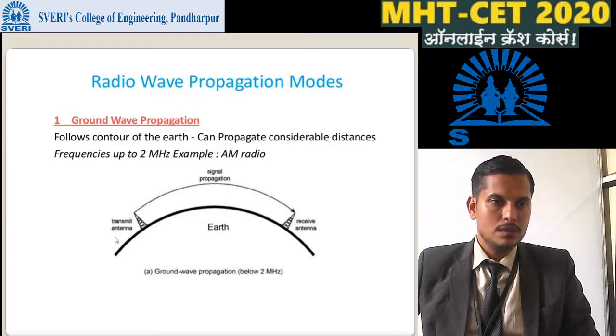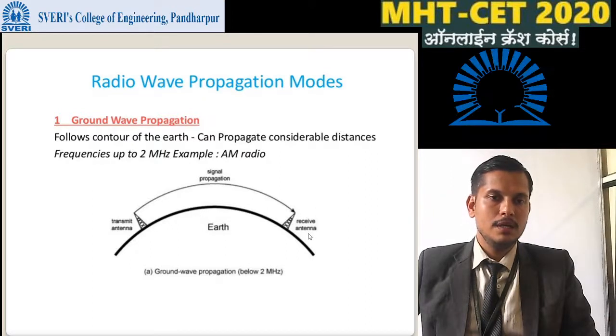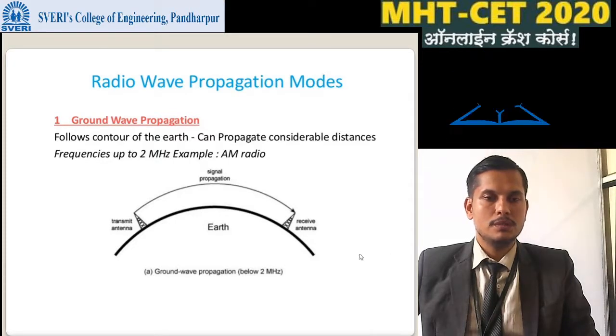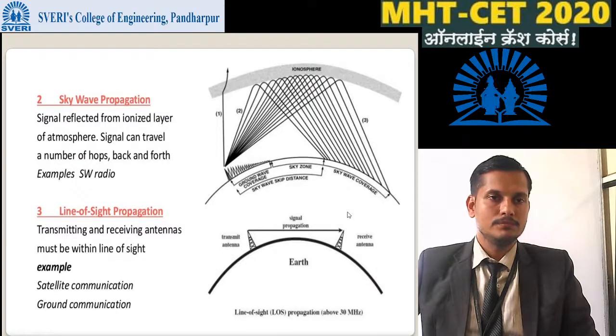So here the transmit antenna, the signal propagation, that is the channel or medium, and the receiving antenna are shown. In ground wave propagation we are using these towers, that is transmitter and receiver, and we are using the space or atmosphere for signal propagation, as the channel or medium.